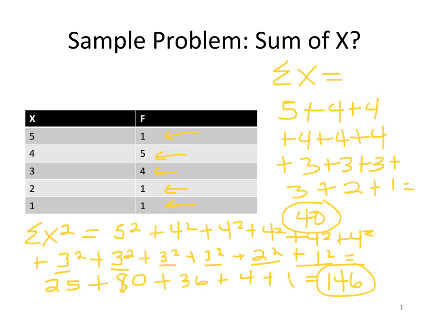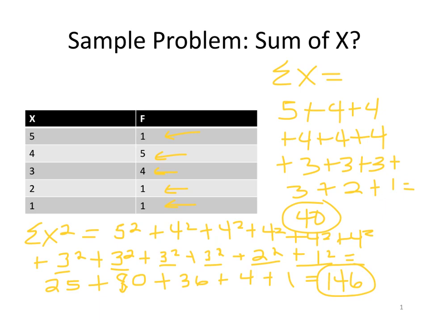So remember, the key to these problems is to look at your frequency column and see how often that particular x value occurred. It did not necessarily occur only once, as we see for the variable 4, we see for the variable 3, and we see for the variable 2. You also have to remember that 5 squared is 5 times 5. 4 squared is 4 times 4. 3 squared is 3 times 3. 2 squared is 2 times 2. And 1 squared is 1 times 1.